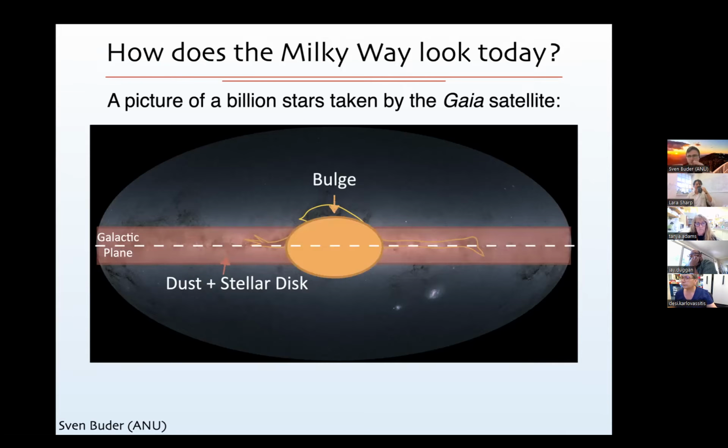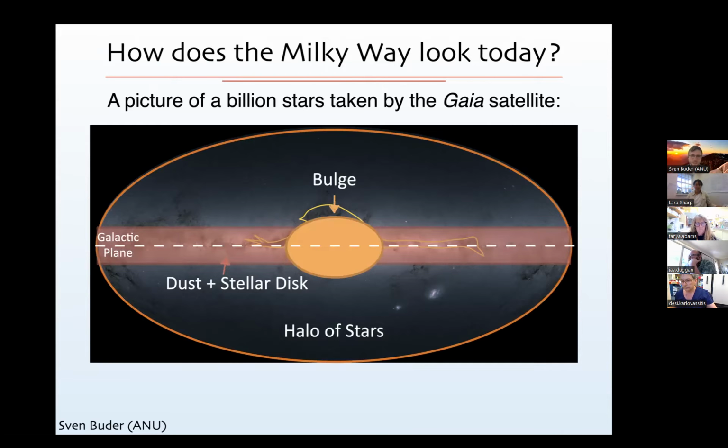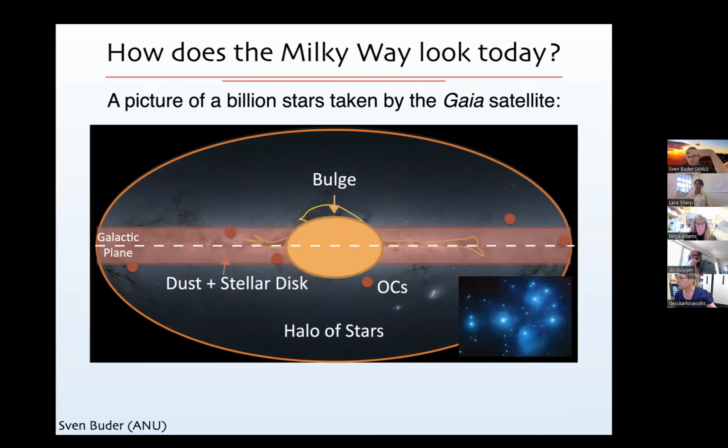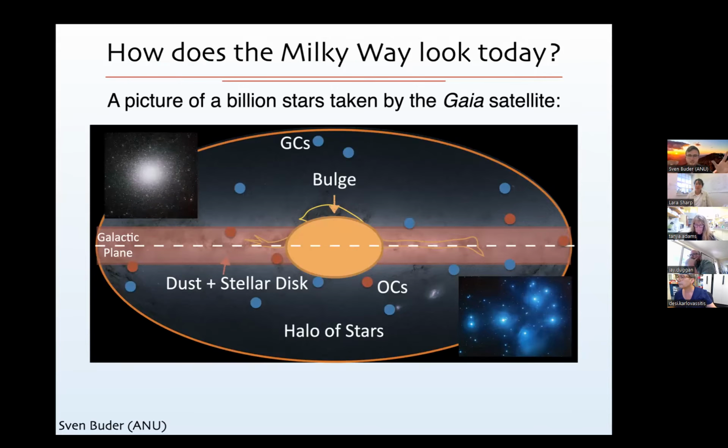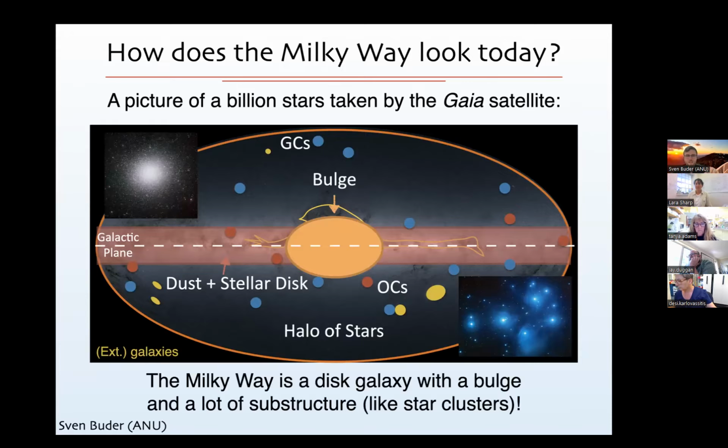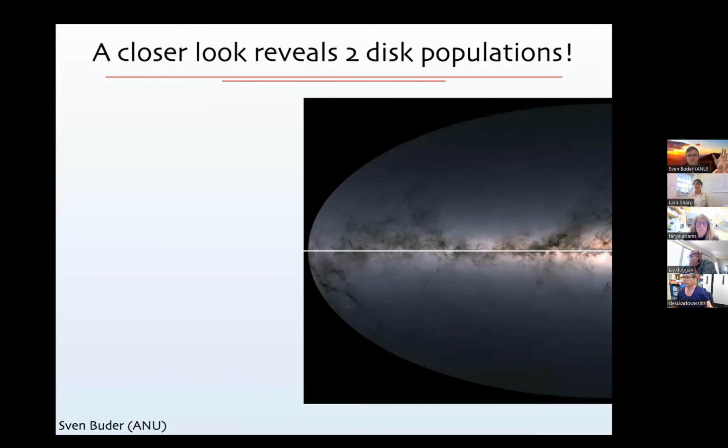We also have this bulge region in the middle where we have a lot of stars condensed in the center of the galaxy. And we have this halo. And this is where we find our open clusters. As Lara said, they're closer to the plane, like the Pleiades, or other clusters like the globular clusters, the more heavy or more numerous clusters with more stars. They're spread all over the place. And of course, we're not going to talk about external galaxies today, but what is really interesting from this picture is that already just by looking at this milky band, we understand that the Milky Way is a disk galaxy with a bulge and a lot of substructures like star clusters.